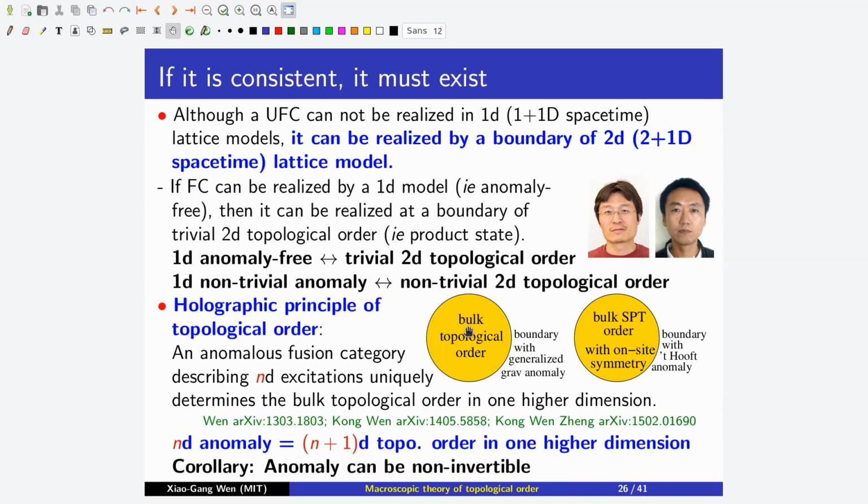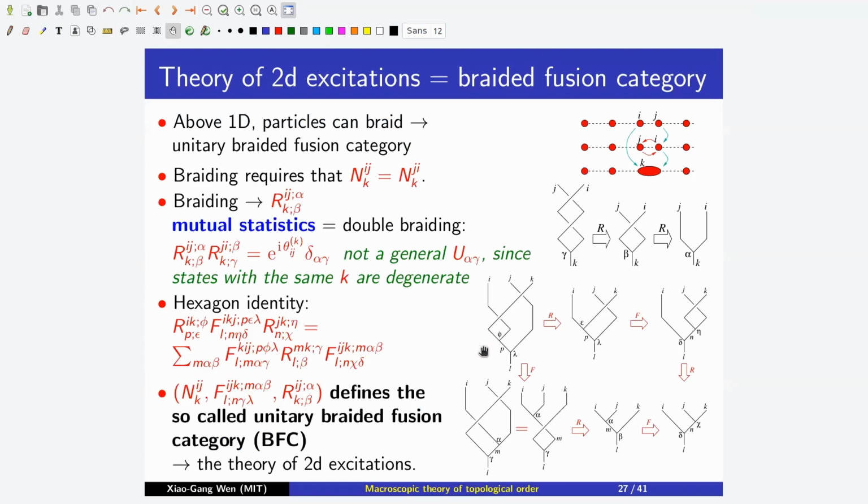The bulk topological order is the braided fusion category. So basically, the braided fusion category in the bulk describes the non-invertible gravitational anomaly. Actually, the braided fusion category somehow misses the invertible one, so we don't have too much intuition here. Maybe we should call this a remark.